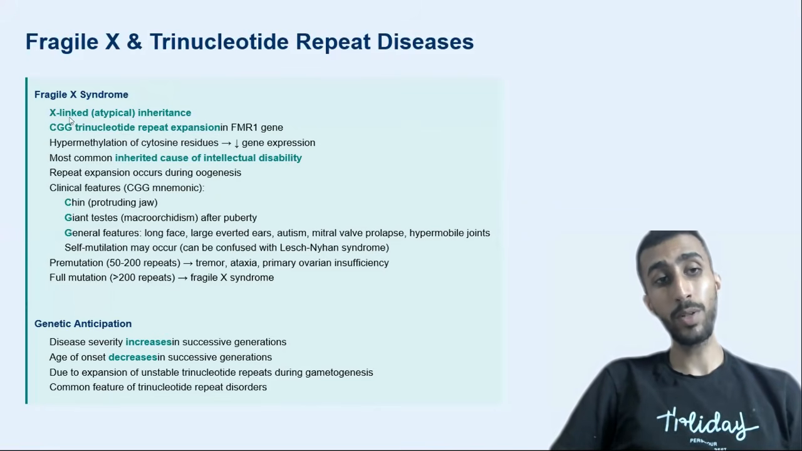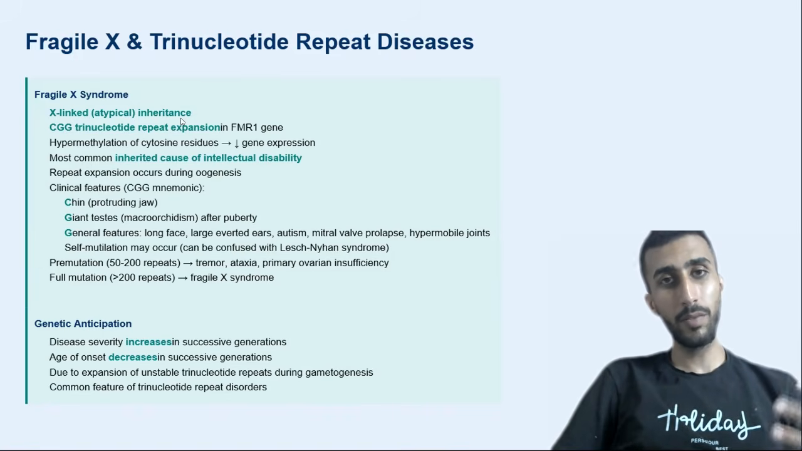It follows X-linked inheritance, but atypical, because here the females can be affected, and their level of affection is usually milder. So this is why it is atypical. It's still X-linked, but the females are also commonly affected at a milder form or not affected. This is a CGG trinucleotide repeat expansion disease. The gene is FMR1, the familial mental retardation 1 gene, and there is a hypermethylation of cytosine residues and a decreased gene expression.